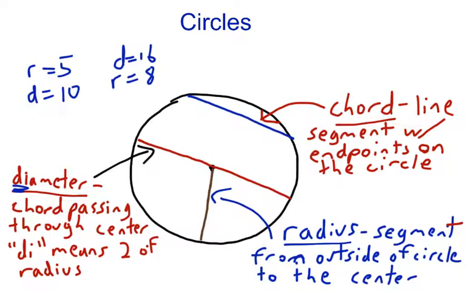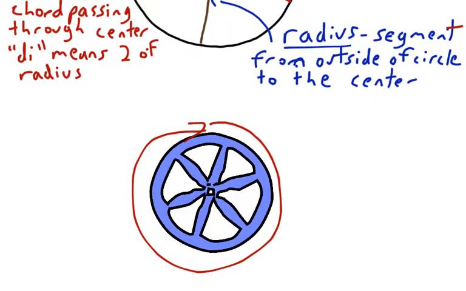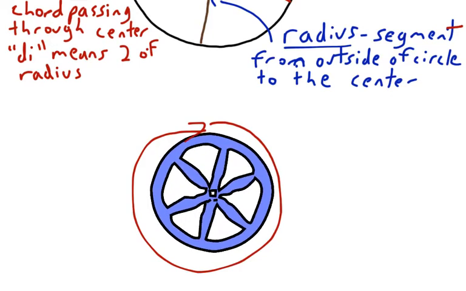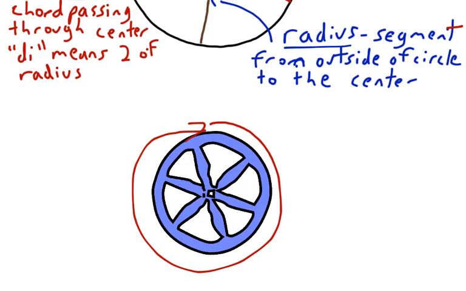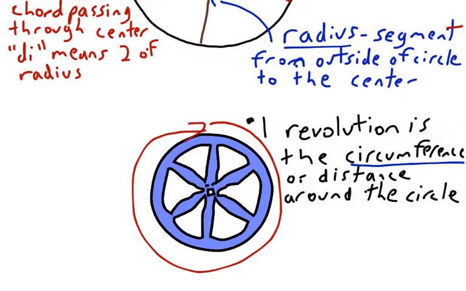All right, take a second, pause the video if you need to. And we're going to go back to our wheel example. All right, back to the wheel. Think of our wheel as we make one complete revolution or one complete turn. That's actually called the circumference of the circle. And again, that's how your speedometer works, to tell you how fast you're going. It's how many revolutions you're making in a certain amount of time. All right, and one revolution is the circumference or the distance around the circle.